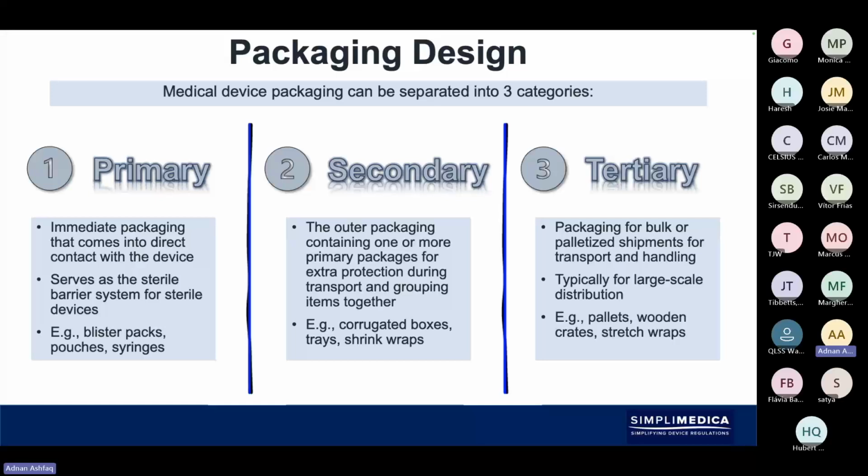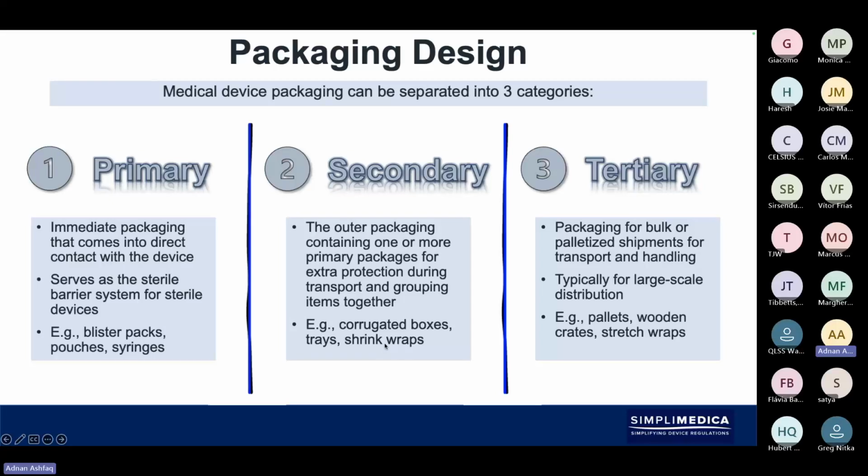And then you've got secondary packaging, which could be the outer packaging containing the primary packaging, which has extra protection. Sometimes that can also be sterile, so there could be a double sterile barrier that's required. In this case, these examples are corrugated boxes, shrink wraps, etc. But often that might not be the case. It might be the case that you've got something similar to a primary package, which is the secondary barrier, and then the tertiary packaging is in fact the corrugated boxes.